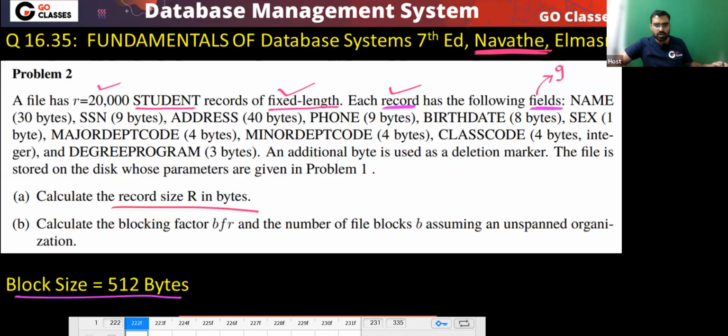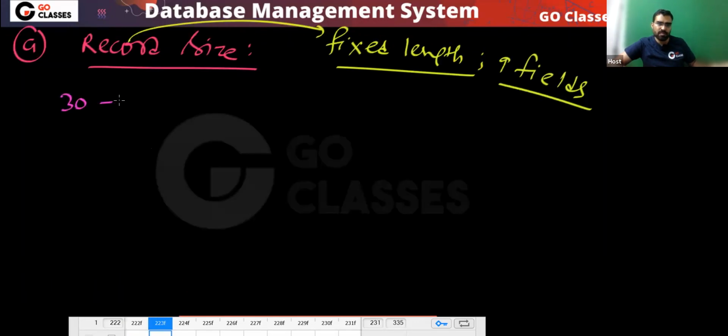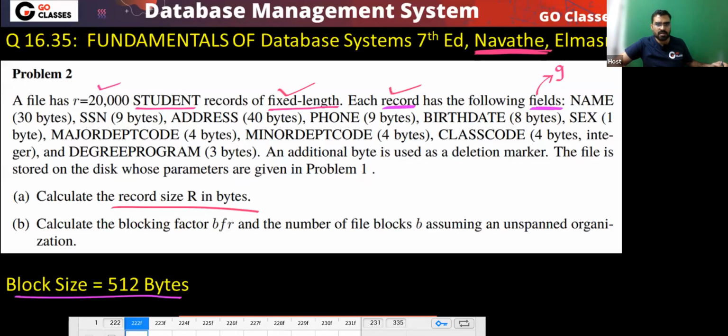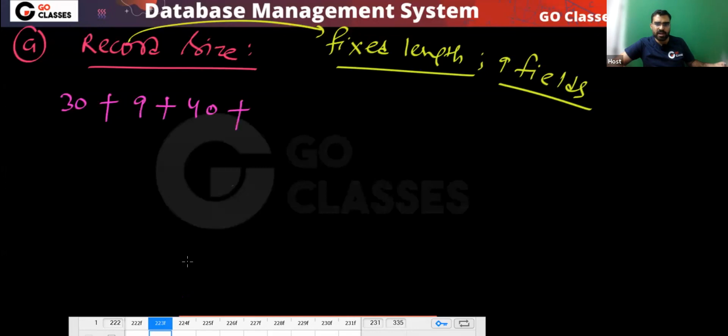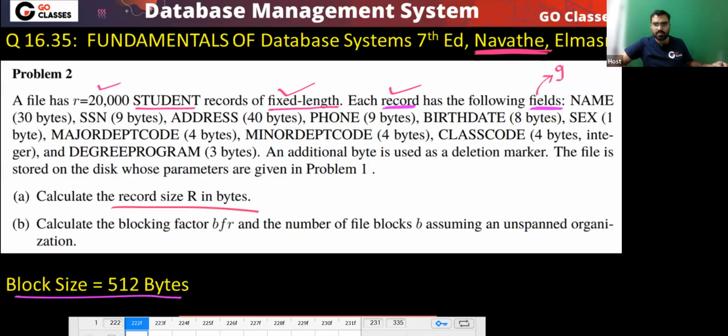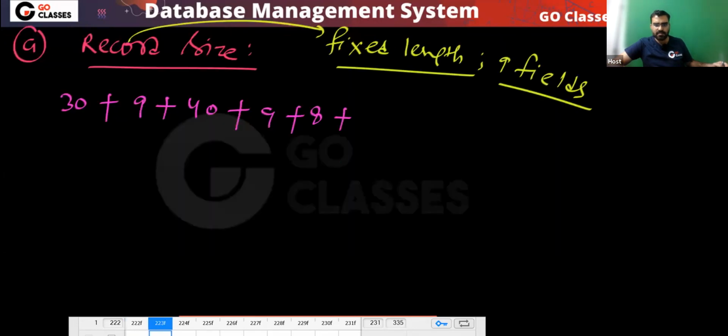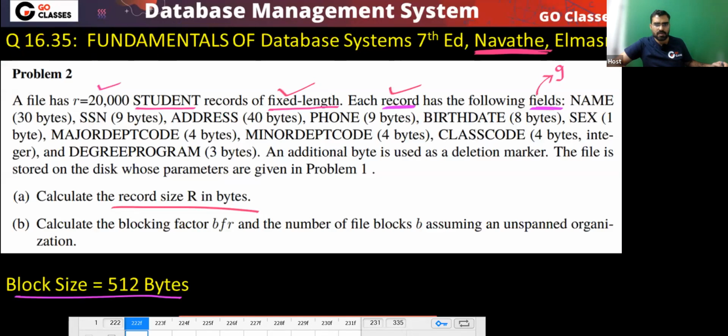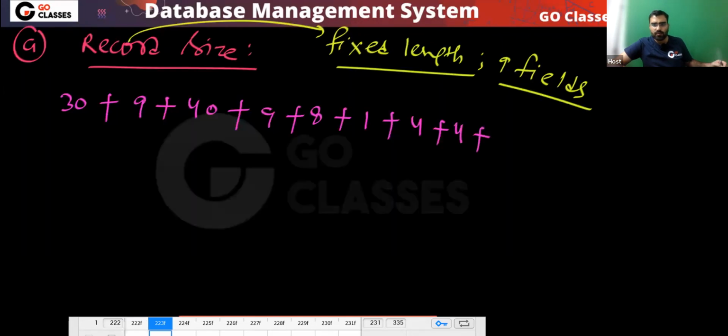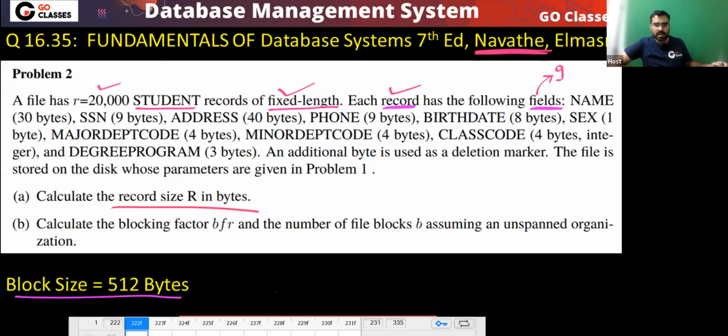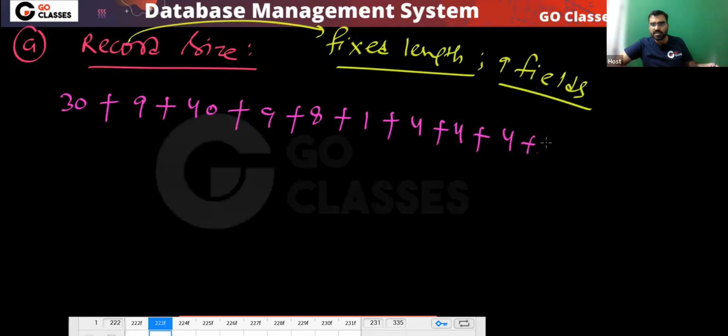That is 30 bytes for name, plus 9 bytes for SSN, 40 bytes for address, 9 bytes for phone number, 8 bytes for birth date, 1 byte for sex, 4 bytes for major department number, next 4 bytes for minor department, and class code and degree program. These are 4 plus 3.